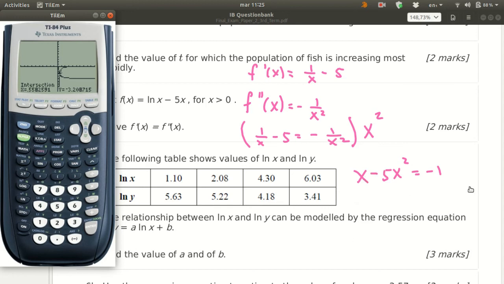So I'm going to bring everything to one side. 0 is equal to 5x squared minus x minus 1. Then you can solve it using the applications in the calculator, like the polyroot finder, or the solver. I never recommend using the solver. Or you can solve it graphically, or you can use the quadratic formula. However, look at all the work.